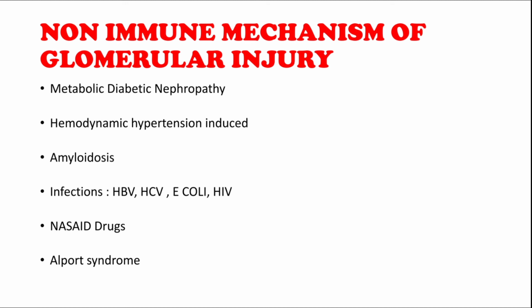Now this is all about the immune mediated mechanism of glomerular injury. Now which are the non-immune mechanisms of glomerular injury? The examples are metabolic causes like diabetic nephropathy, hemodynamic causes like hypertension induced kidney injury, then amyloidosis, right? Then infections like hepatitis B and C virus, E. coli, HIV virus, etc. Then certain drugs, like NSAIDs, and Alport syndrome. These all are examples of non-immune mechanisms of glomerular injury where the immune mechanism is not involved.